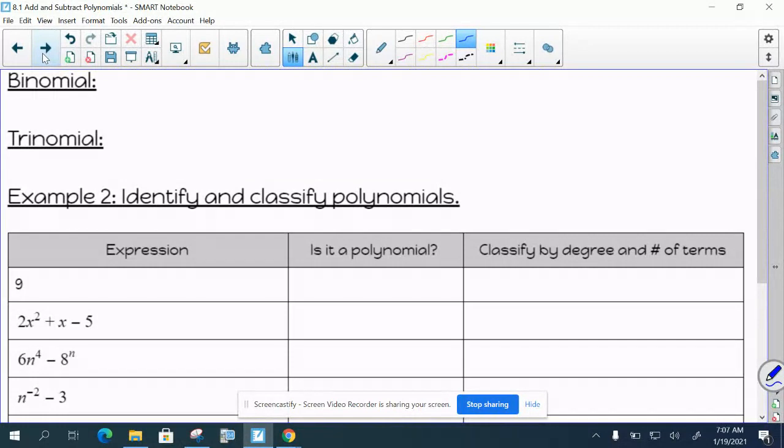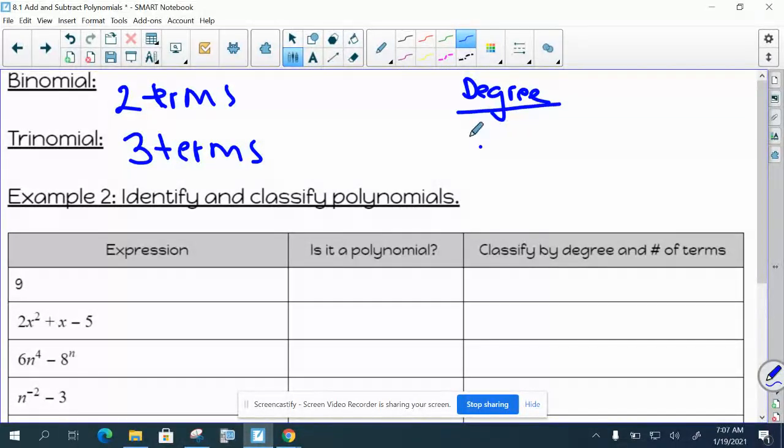So binomials are polynomials with 2 terms. The trinomial has 3 terms. Okay, and then for class, we're going to classify it by degree as well. So here's the classification for degree.